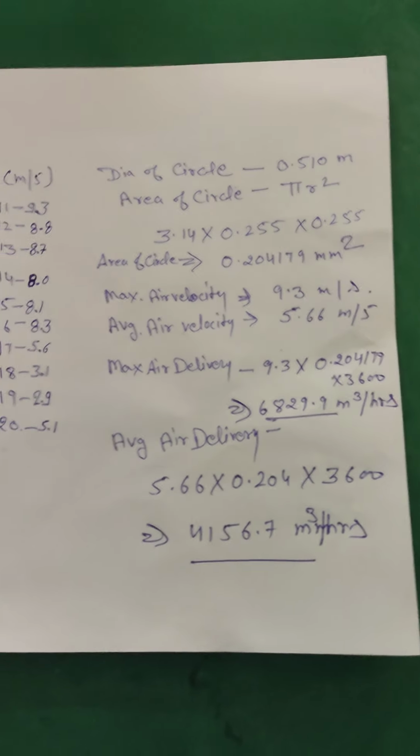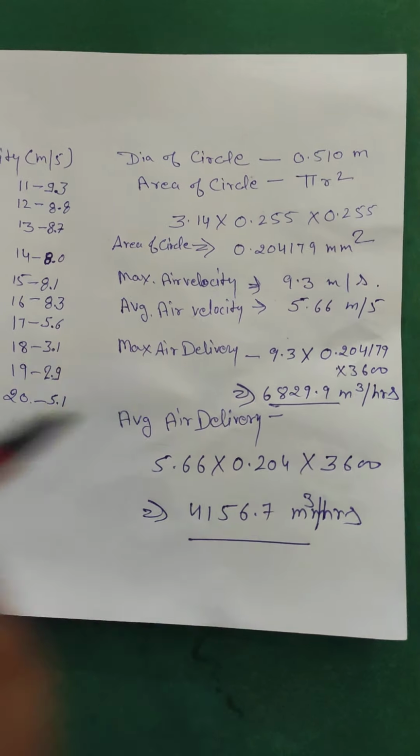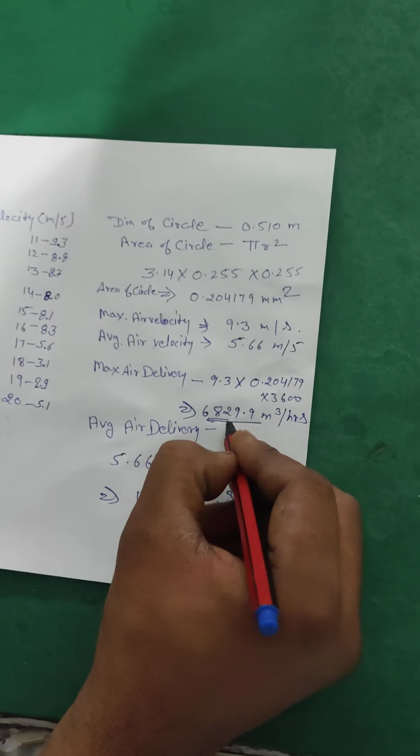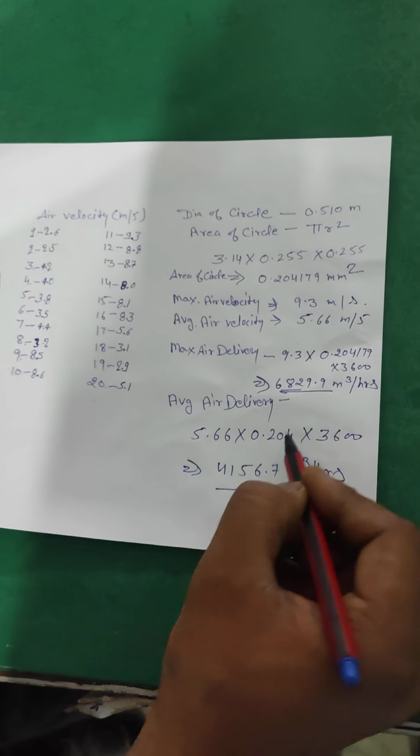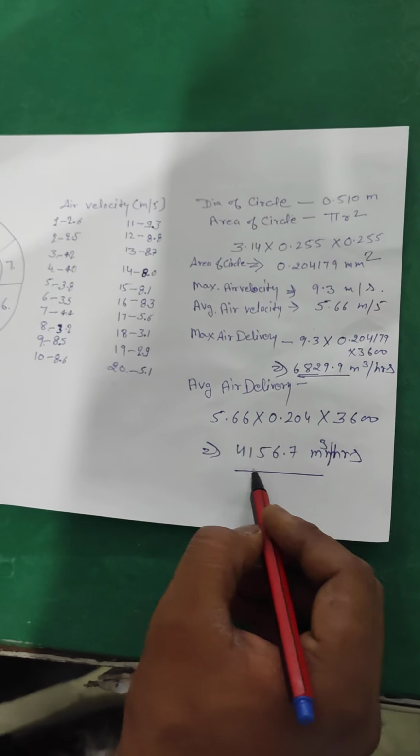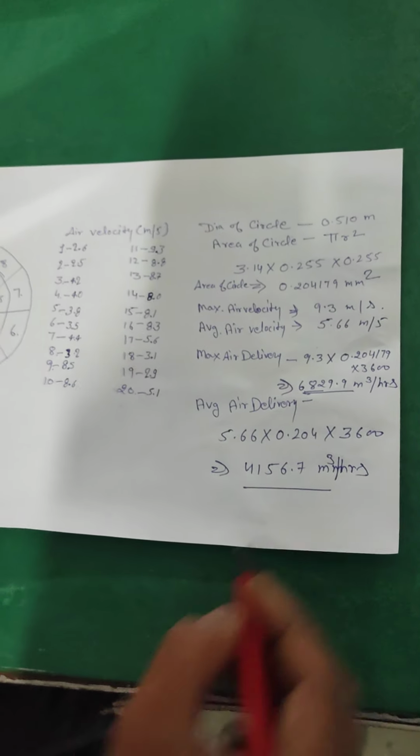So the maximum air delivery is 6829.9 meter cube per hour, and the average air delivery is 4156.7 meter cube per hour. Okay, done.